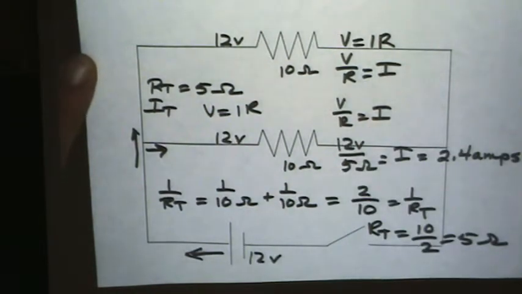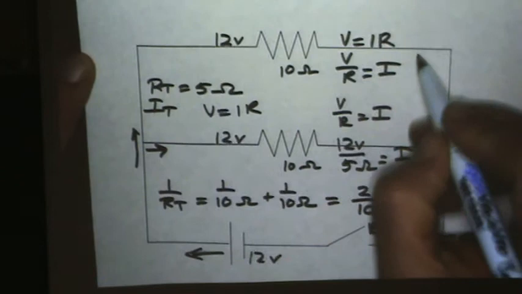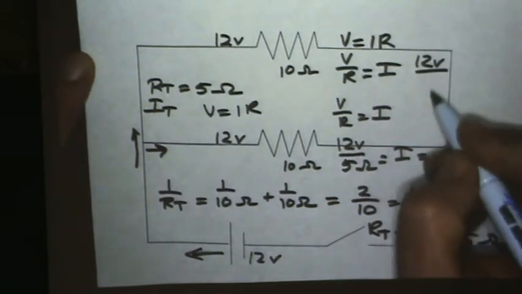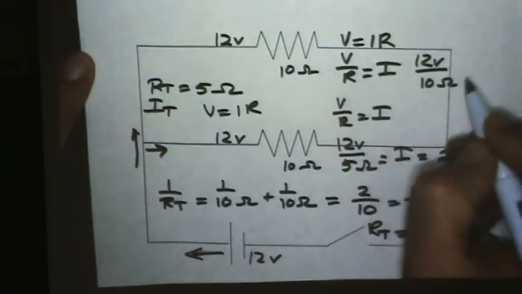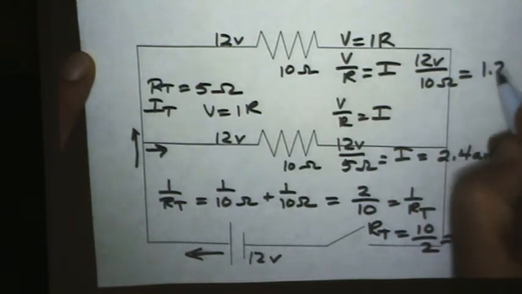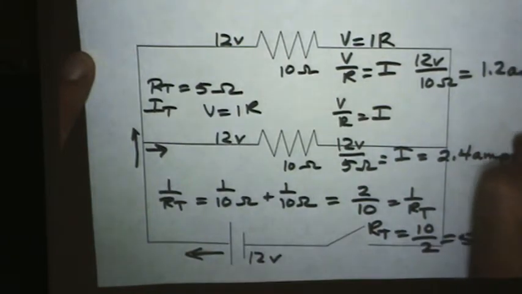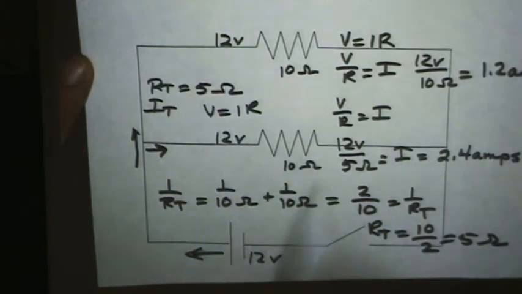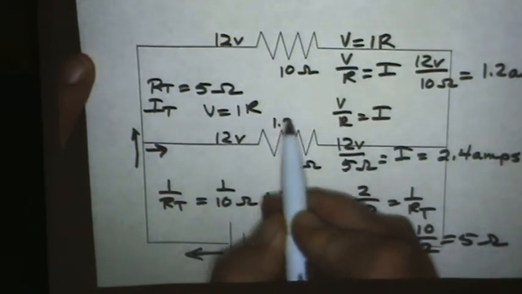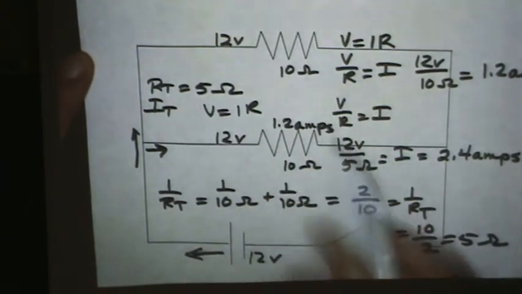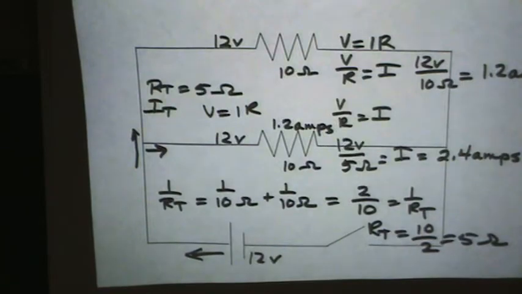V on R equals I. I'm going to take my 12 volts of push and I'm going to divide by my 10 ohms of resistance, get 1.2 amps, which, as you'll notice, is half of 2.4. Same math would go for the second resistor, so I'm not going to redo it. And I have 1.2 amps in that second resistor. So that would be how we would solve our parallel circuit. Next, we're going to do a combination.